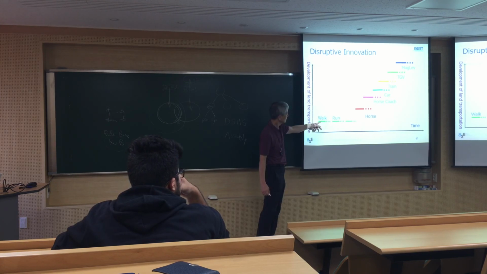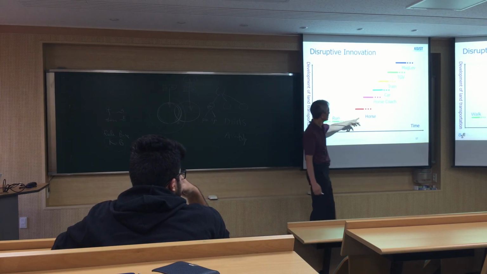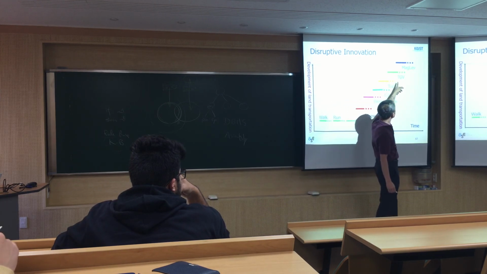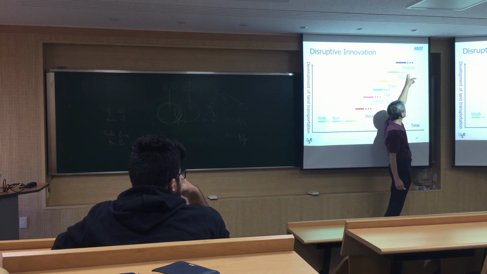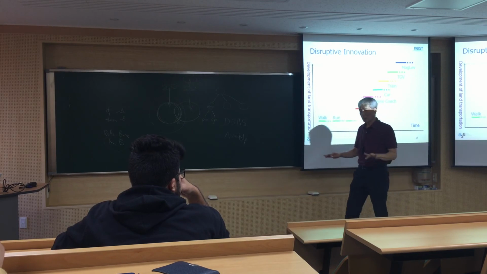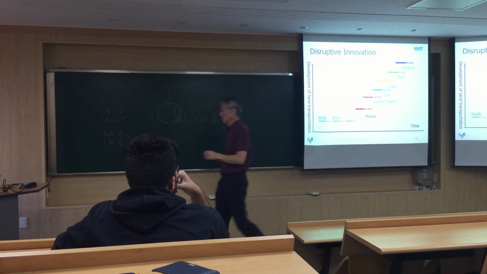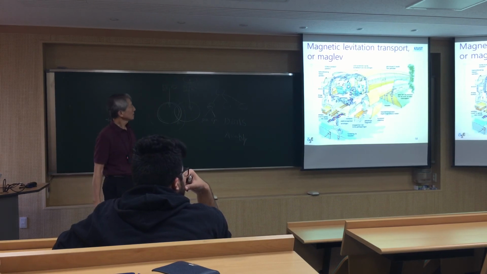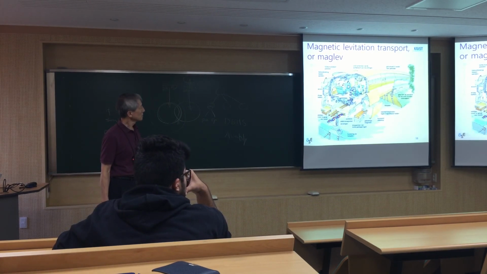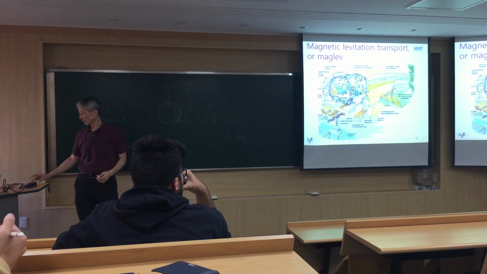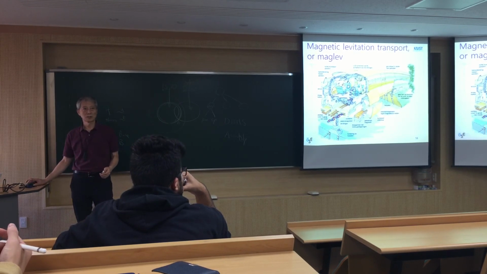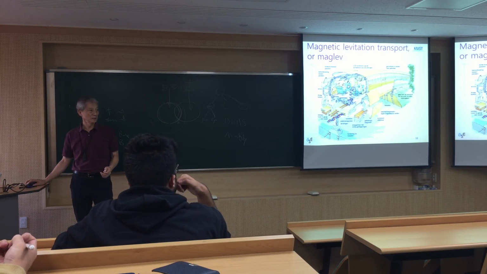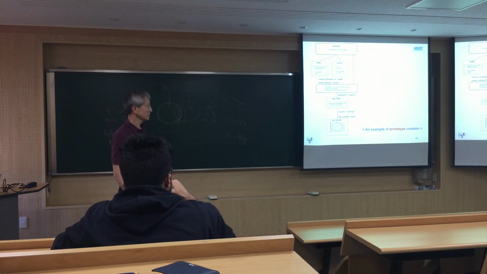20,000 years ago, horse, coach, train, car. TGV, maglev is a magnetic elevated boosted train, something. Magnetic levitation transportation, maglev. Very fast. They are saying 1,000 kilometers per hour or higher.